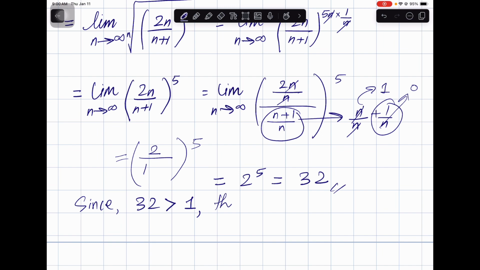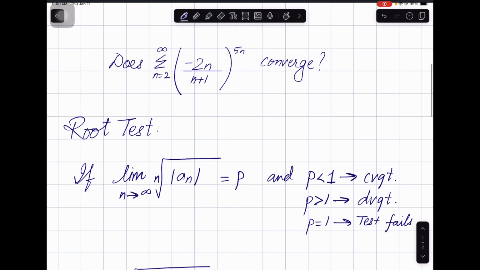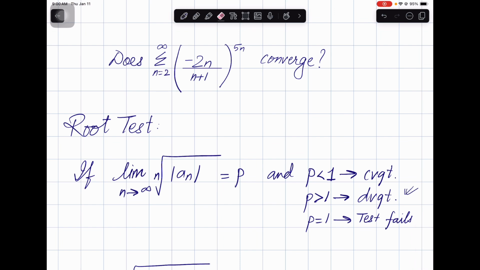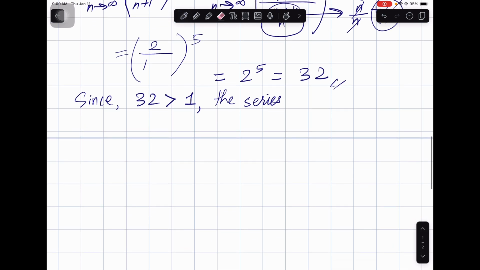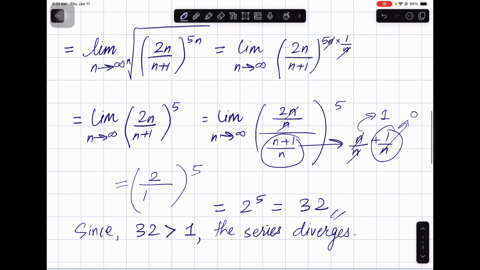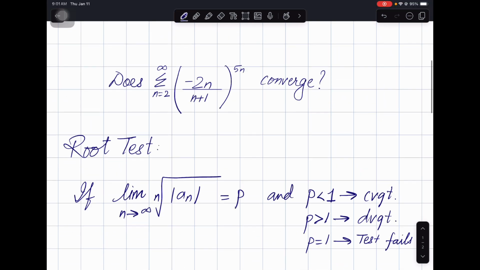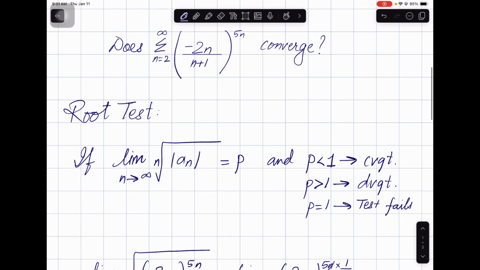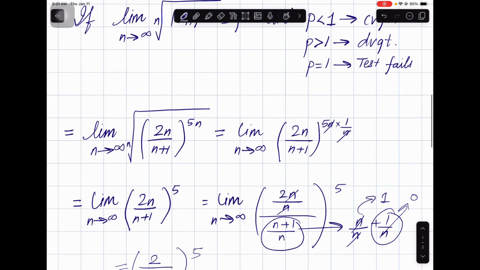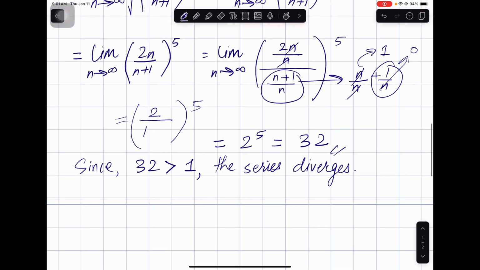Since 32 is greater than 1, the series, does it converge? No, it diverges. So it's very simple. I chose a very basic example to get started. I hope you understood it, nothing very difficult.